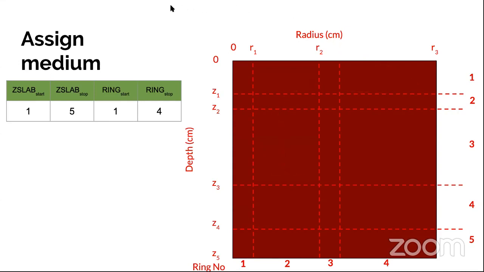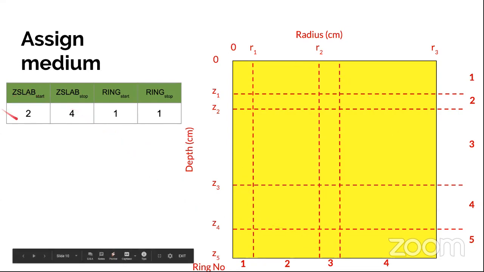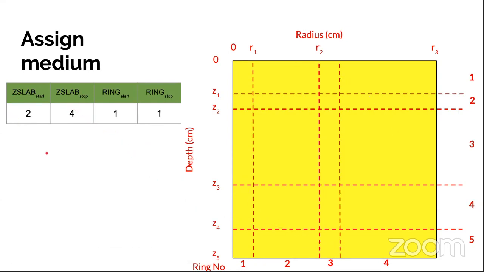So let me open the chat. Okay, now I want some interaction from you. By using this statement, I don't need feedback, but I just want you to visualize it in your head. So we're doing Z slab from 2 to 4 and ring 1 to 1. So basically in this geometry here, where do you think we're assigning the medium to? Which regions?